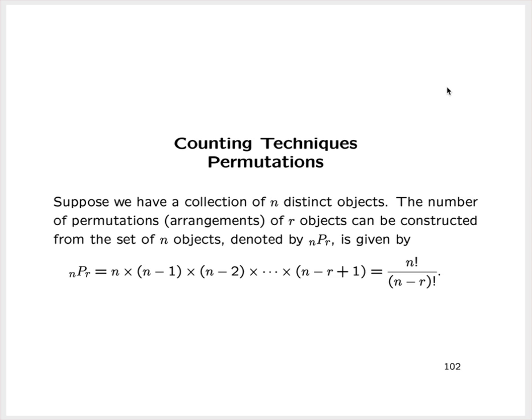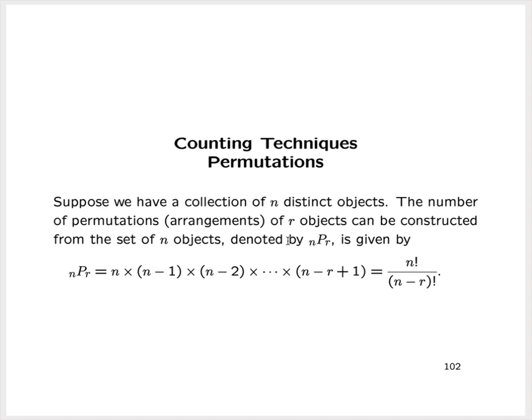So that was the fundamental rule of counting, and you can see that it's fairly straightforward to use. The next counting technique we're going to look at is how to calculate or count permutations. And so suppose we have a collection of n distinct objects. The number of permutations, and now the word permutation is just a fancy word for arrangement, so the number of permutations or arrangements of r objects taken from the potentially larger set of n objects that can be constructed from the set of n objects.